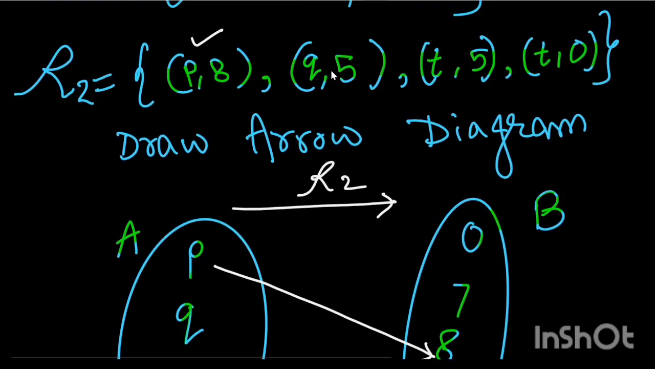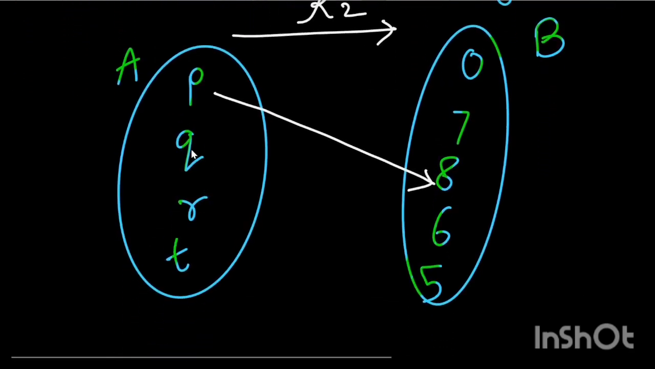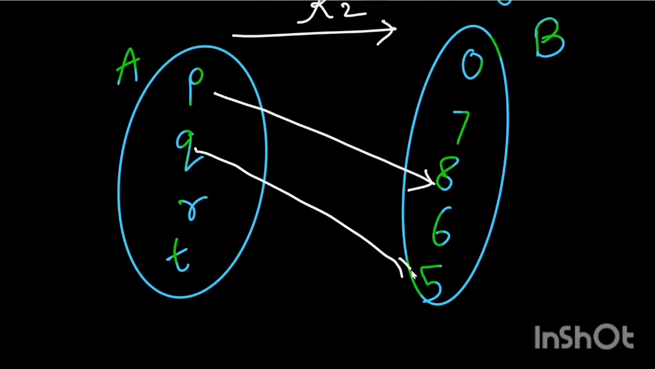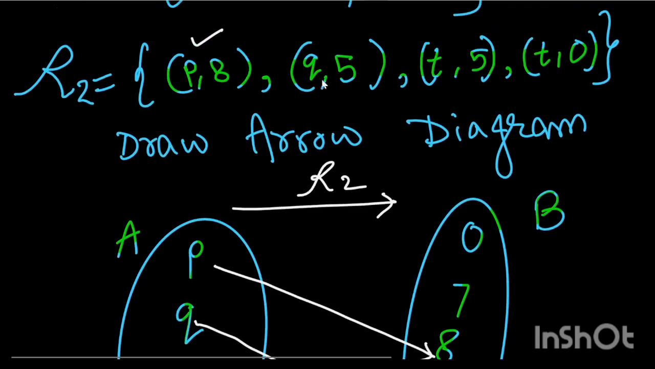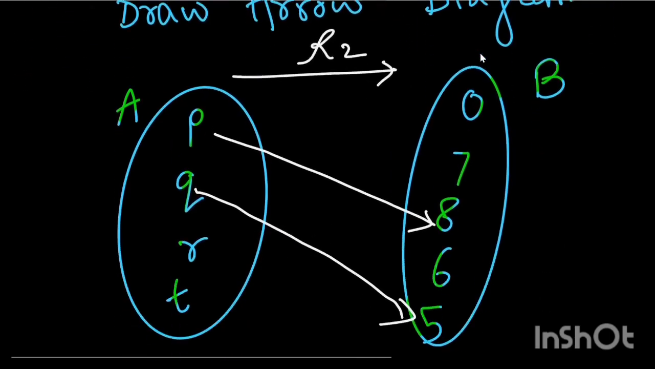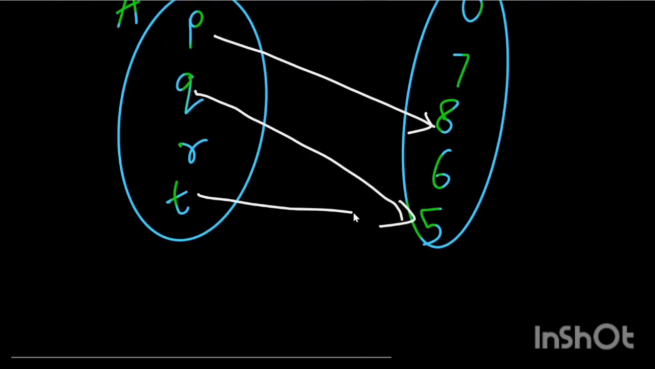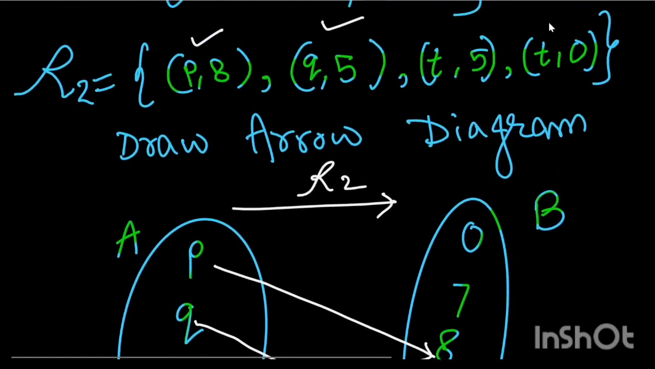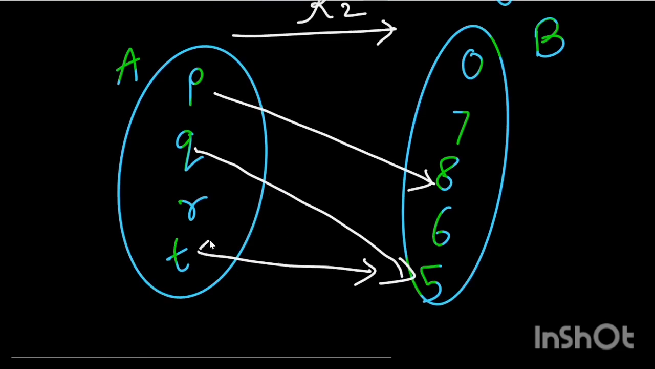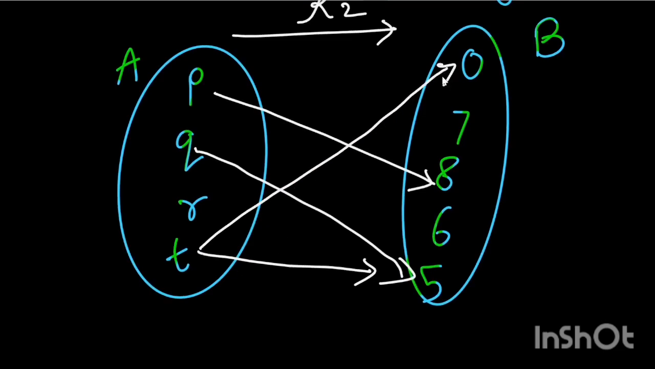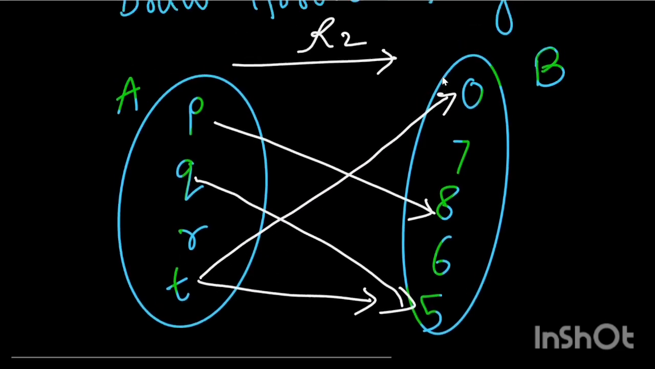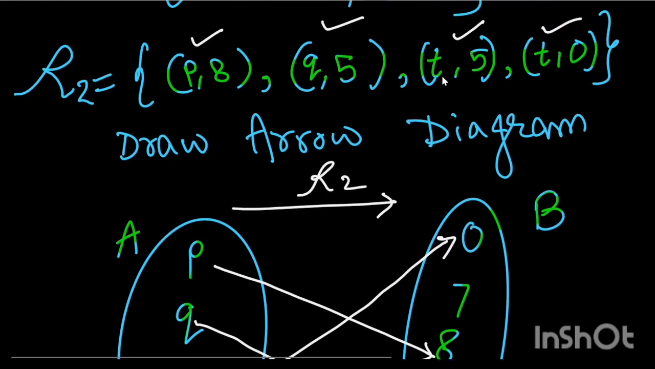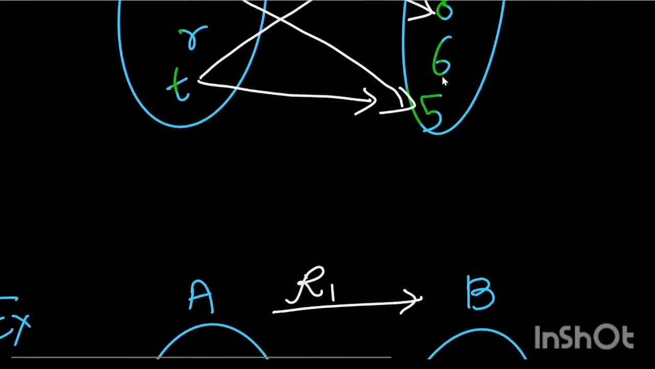Now Q5. Q would be connected to 5. After that T5. T5 is connected like this. Now T0. After T5 it is T0. So T is connected with 0 like this. So this is the arrow diagram representation of R2, okay, like this.